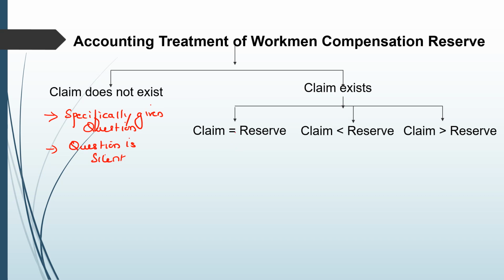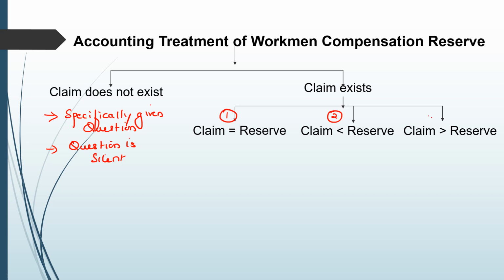Three different situations are, first one is where your claim is equal to the reserve. Means you have accumulated certain amount of reserve, say 1 lakh rupees, and your claim is also to the extent of 1 lakh. Then how would you account for it in the books? Second is where the claim is less than the reserve. Suppose the reserve is 1 lakh, but the claim is of lesser amount, 70,000-80,000. Then there is a different way in which you would treat the reserve.